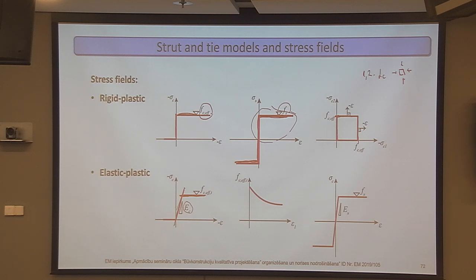And in elastic plastic stress fields, one effect that we can also consider, because we do calculate the deformations, is the influence of transverse tension in a more correct manner. So we can use the formula of Vecchio and Collins to reduce the concrete capacity when transverse tension is present. And also for steel, we can use an elastic plastic approach, where we can calculate the stress in steel, and it's valid up to the yielding plateau, when it doesn't increase anymore.